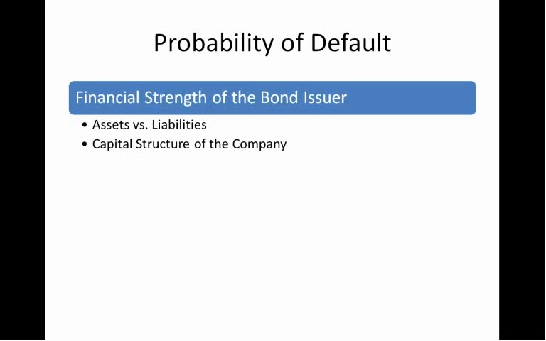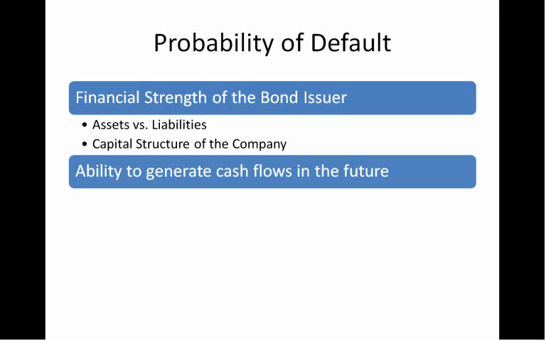Another important consideration is the ability to generate cash flows in the future. And this can be true for corporations, which generate revenues from businesses. And what are the expectations of profitability on these businesses, right? Because if a corporation is generating a ton of revenues, but they're also paying out a ton of money in expenses, they might not have any money left over to meet their debt obligations. So the probability of default will go up.